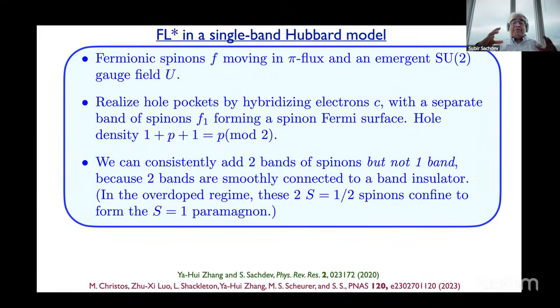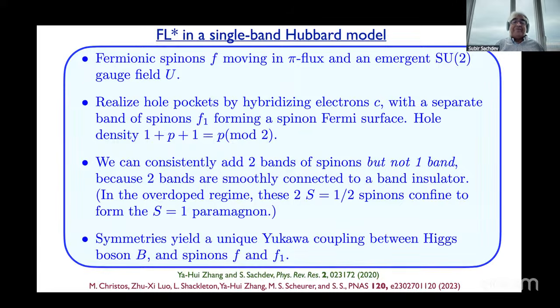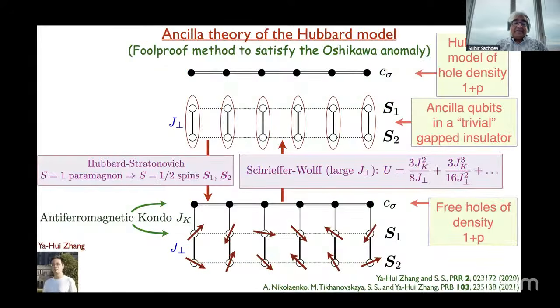You can add to any model a set of two bands of spinons with some high energy states, because two bands are smoothly connected to a band insulator. And in fact, precisely the bound states of these two spinons, F and F1, are what give you the paramagnons in the overdoped side. Okay, and then finally you can use symmetries to couple everything together. I realize that's a bit mysterious. There's a way to do this microscopically, which I won't go into, but you can read about in various papers.